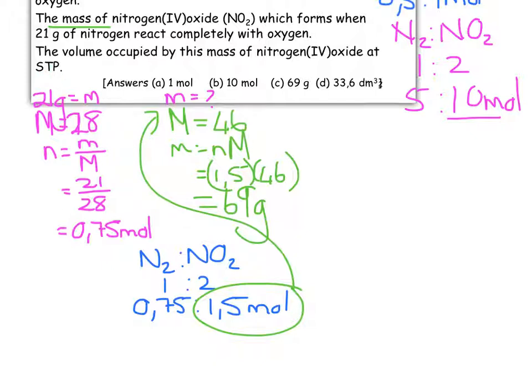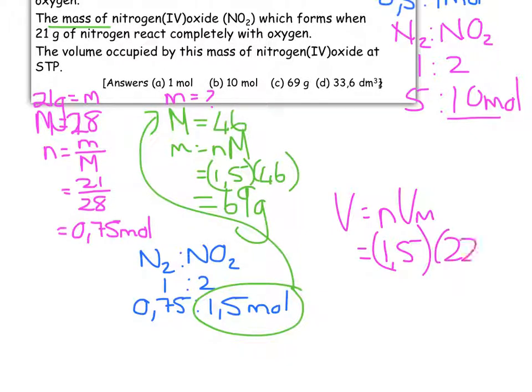Then on to the next one, we have got what is the volume occupied by that same mass of nitrogen dioxide at STP. So I know that mass is 1,5 moles. So I'm going to say that simply volume is number of moles times molar volume, which is 1,5 multiplied by 22,4, and I land up with 33,6 decimeters cubed.